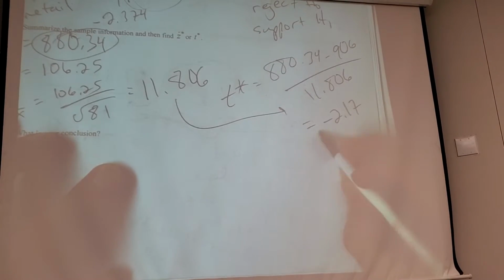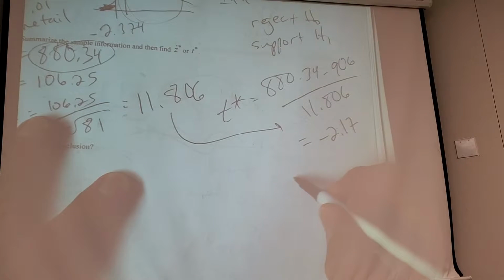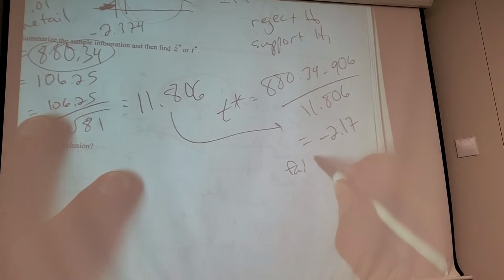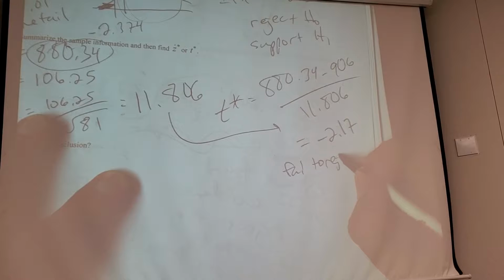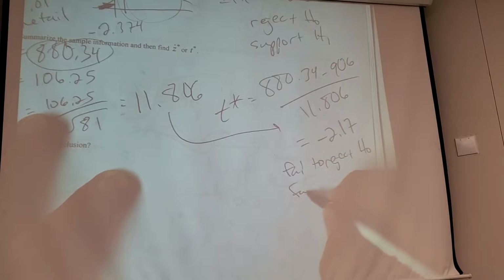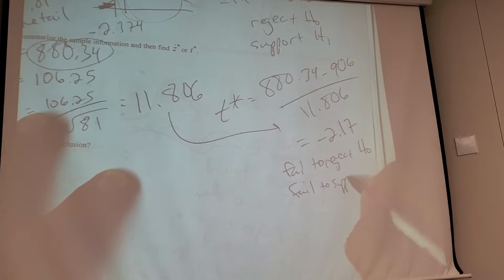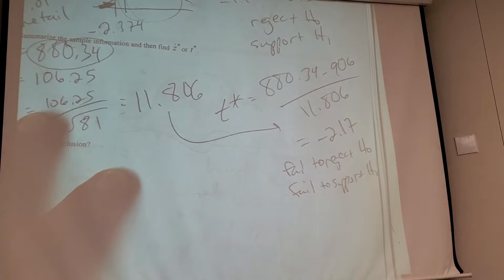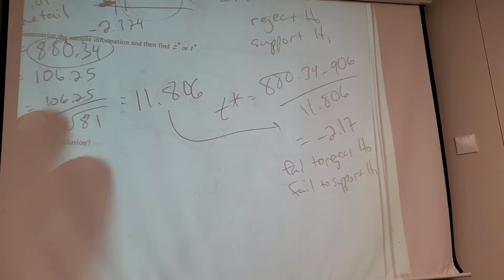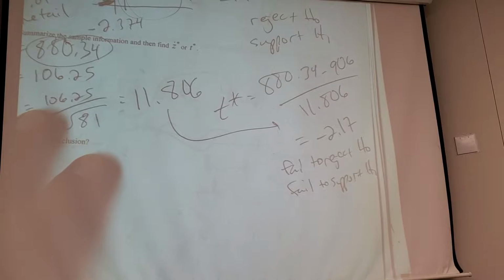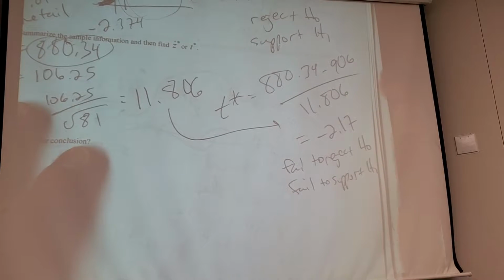So what do I put here then? Fail to reject the H-naught. Fail to support the H-a. That's all. You either reject the H-naught or you don't. You either support the H-a or you don't. We fail.